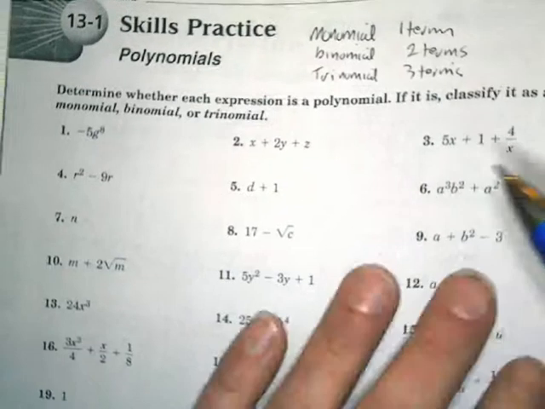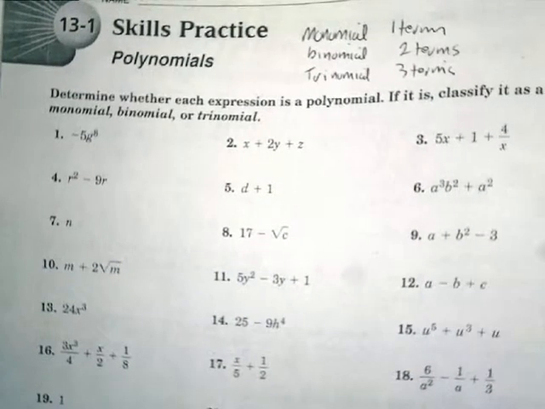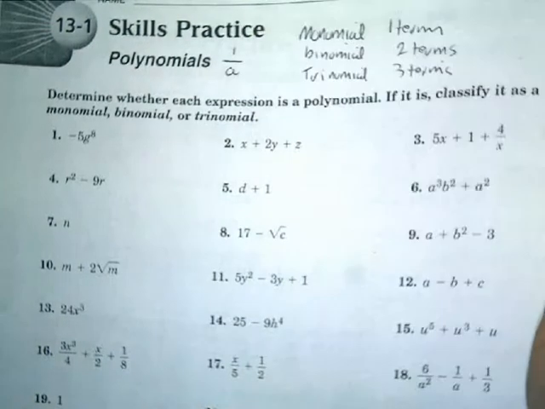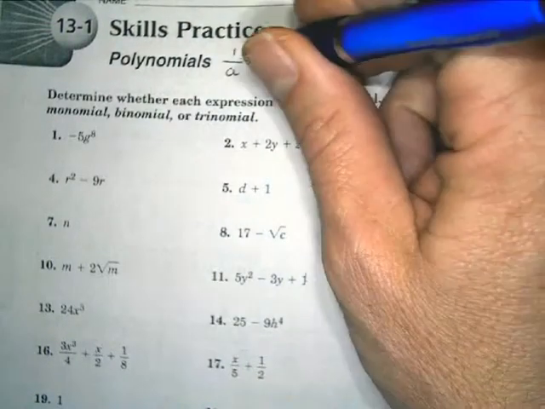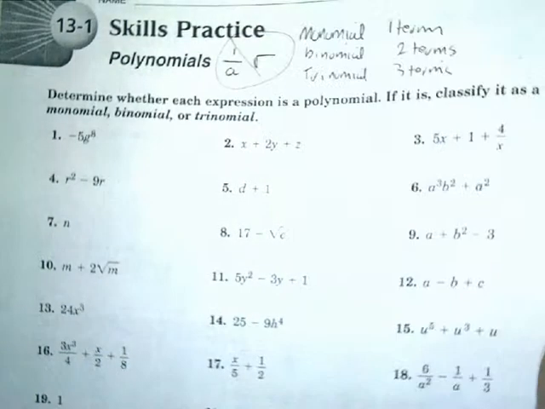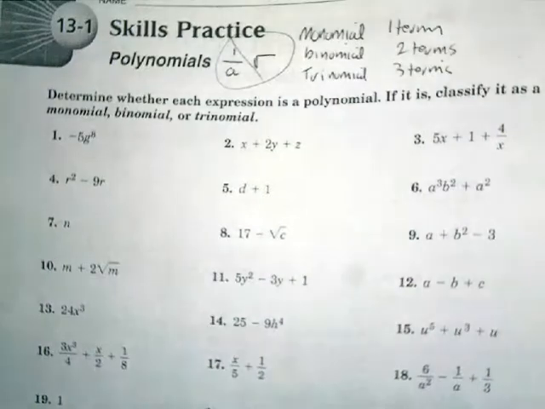A couple of things disqualify these from being polynomials. One is when you have a letter, or a variable, on the bottom. Another is if you see a square root. So if you see either of those two things, this will not be a polynomial.